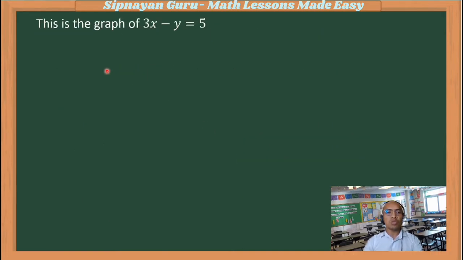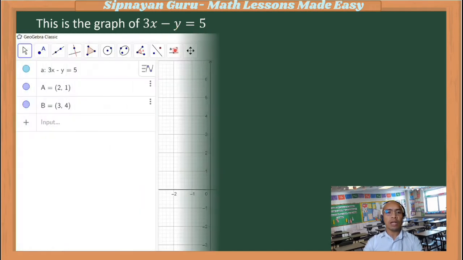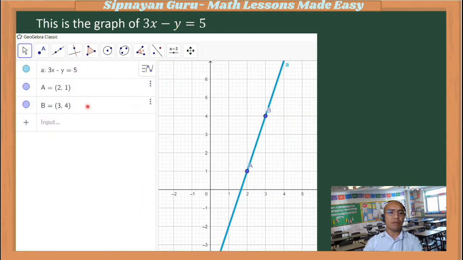In order for us to check that our equation is correct, let's show this in the graph. We are using the GeoGebra graphing calculator, and I will put the link in the description below, so that you can verify whether your equation is correct. All you have to do is just put the equation. So just type 3x minus y equals 5. The graph of this equation will be automatically shown in the Cartesian plane.